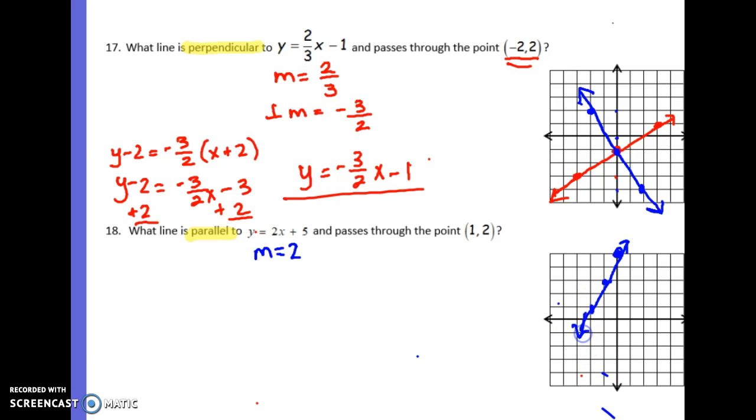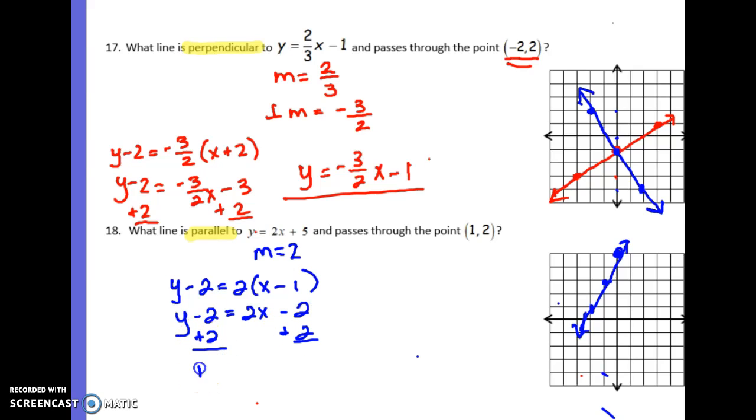Okay, and we want it to be parallel. Go through that point, so this would be y minus 2 is equal to 2 times x minus 1. y minus 2 equals 2x minus 2, and we'd add 2 to both sides for an answer of y is equal to just 2x. Okay, so if we graph y is equal to 2x, our y-intercept is 0, our slope is 2. Okay, so it's going to look like this, and they are parallel.